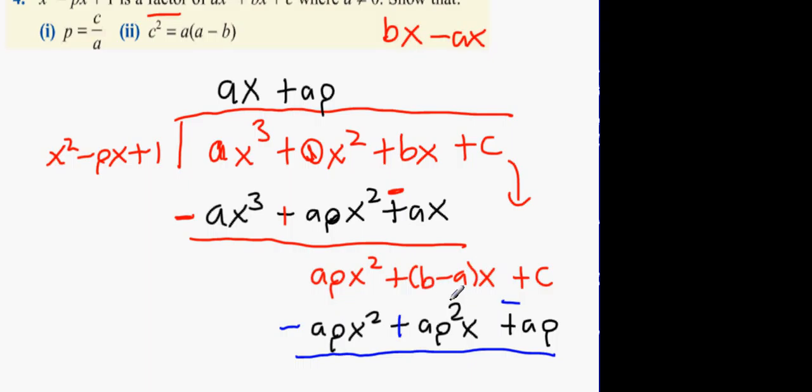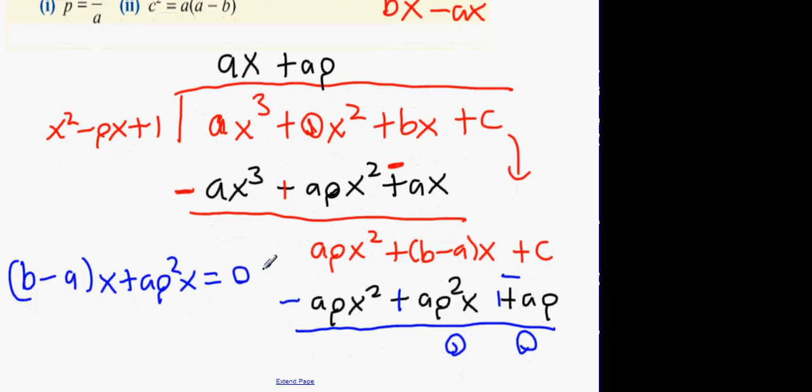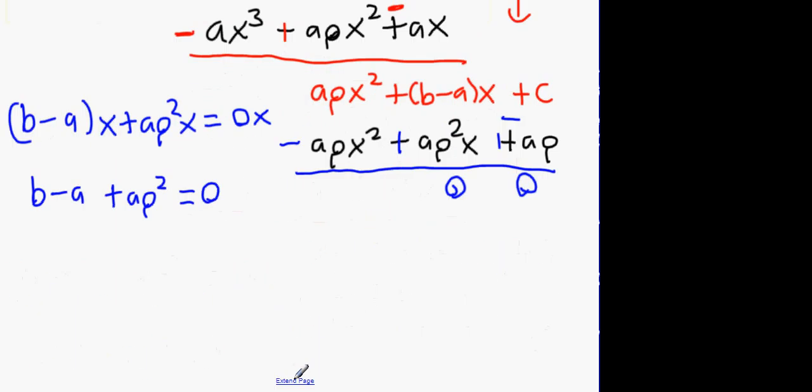Okay? So I can write it out longhand for a second. I can say b minus a times x plus ap squared x equals 0. We can take the x's out. It's like saying it's 0x. So I'm going to get b minus a plus ap squared equals 0. Okay? I'm also going to get c minus ap equals 0.